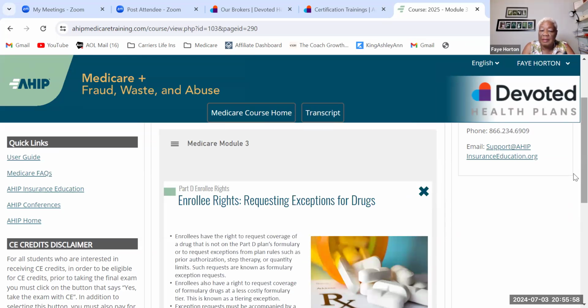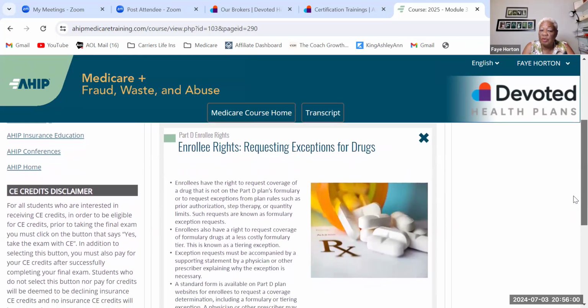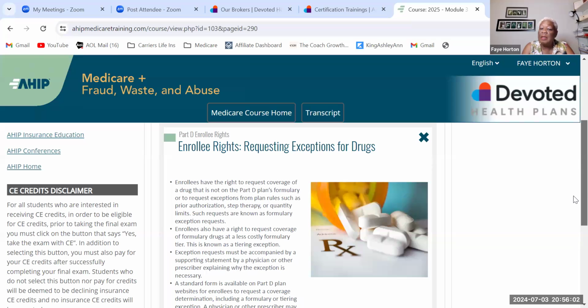Enrollees have the right to request coverage of a drug that is not on the Part D plan's formulary, or to request an exception from plan rules such as prior authorization, step therapy, or quantity limits. Such a request is known as a formulary exception request. Enrollees also have a right to request coverage of formulary drugs at a less costly formulary tier. This is known as a tier exception.